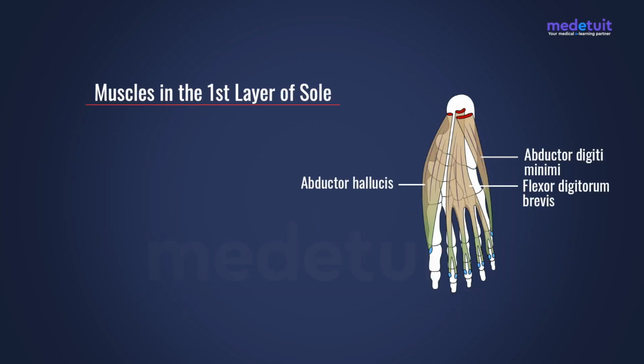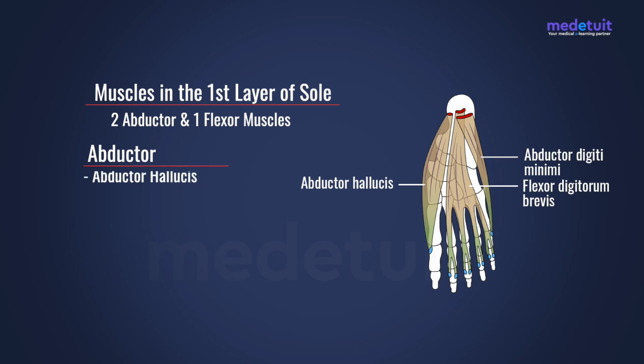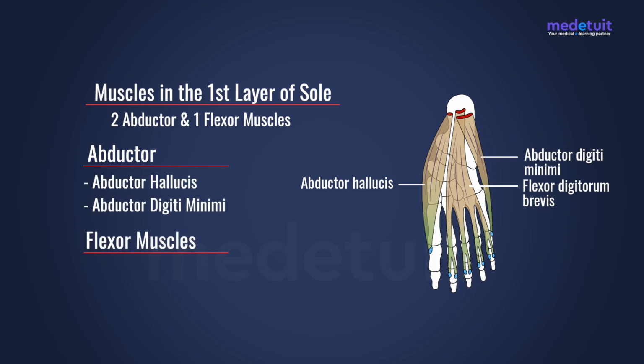Muscles in the first layer of the sole: there are two abductor muscles and one flexor muscle. The two abductors are Abductor Hallucis and Abductor Digiti Minimi. The one flexor is the Flexor Digitorum Brevis. Let us discuss each muscle in detail.